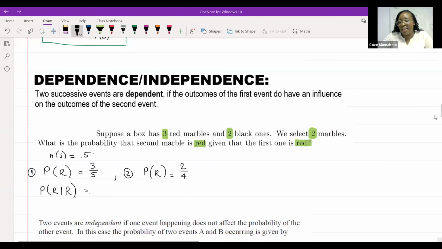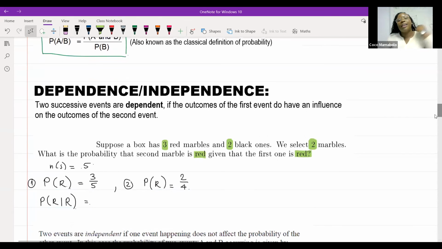Sure, I feel like this would be easier if we could all unmute and say, yes, ma'am. Okay, cool. Right, now it says, what is the probability of red given that red has happened? Okay, so we're going to say the probability, Anna says, please repeat. Okay.